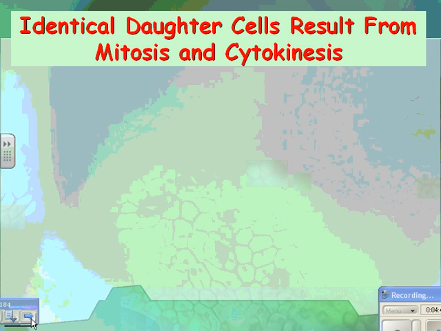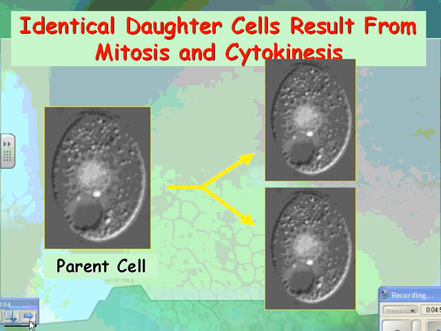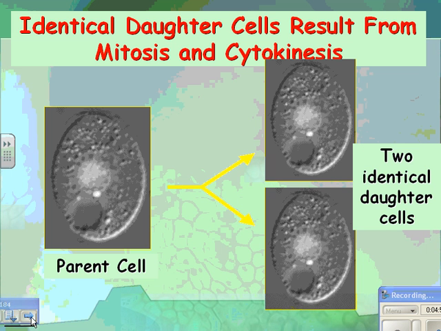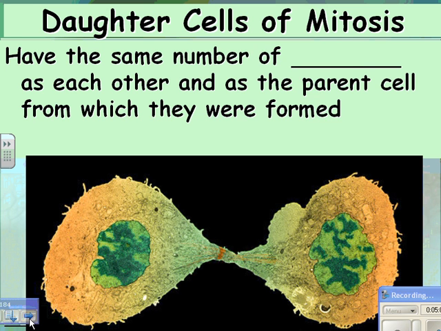Identical daughter cells result from mitosis and cytokinesis. So there's your cell, called the parent cell or the mother cell, and you make 2 identical daughter cells. Sorry, guys. Daughter cells of mitosis. They have the same number of chromosomes as each other, and also the same as the parent cell.